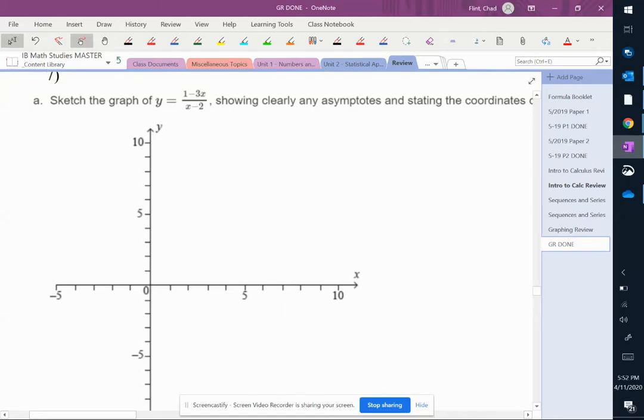All right, so this is a pretty straightforward graphing question, but it can have a few tricks in it. I had to redo this video because I didn't understand what I wanted to do at the end, but I've got it now. So it says, sketch the graph, show any asymptotes, and state the coordinates where it crosses the axes.